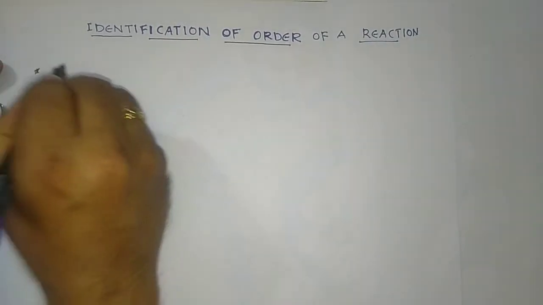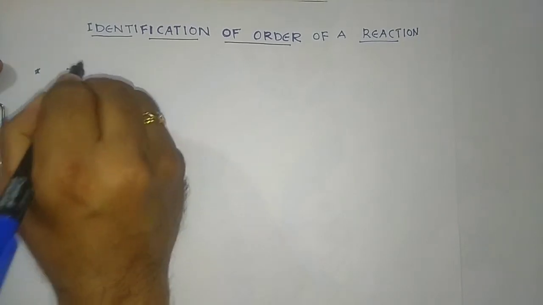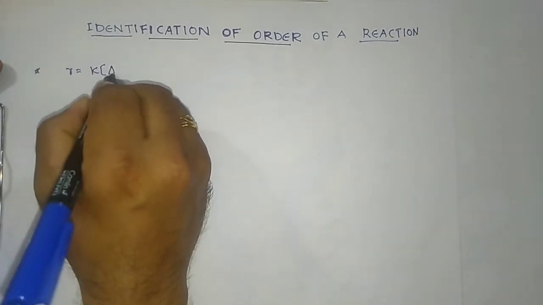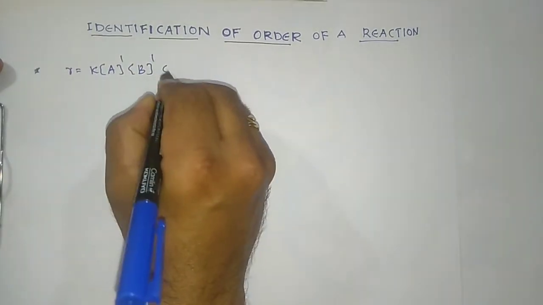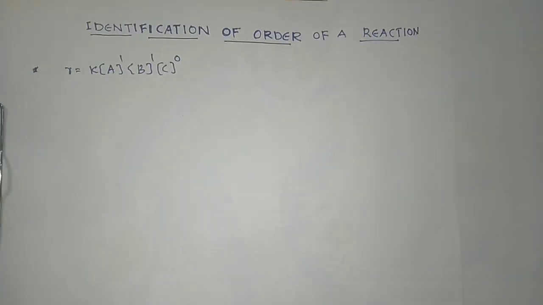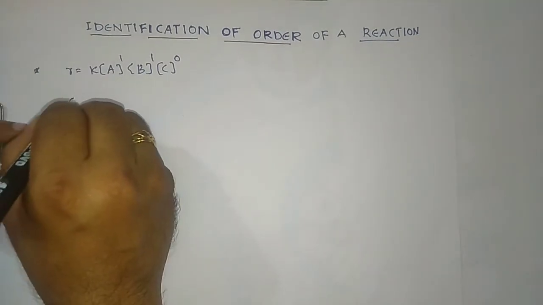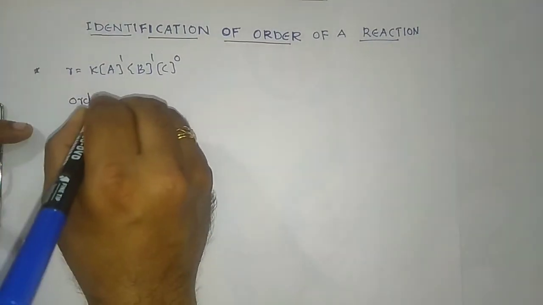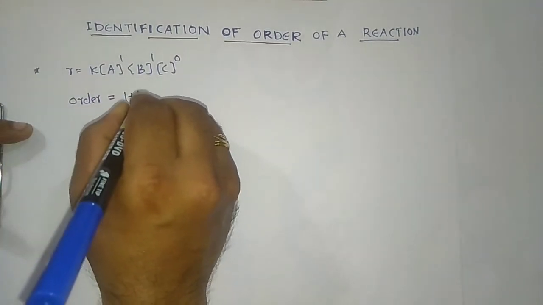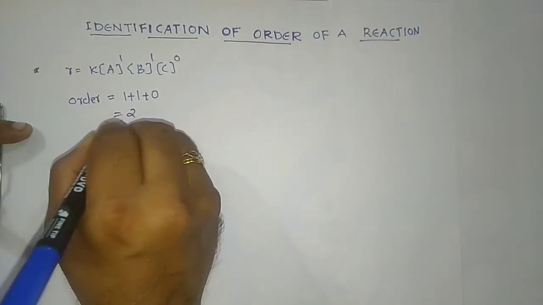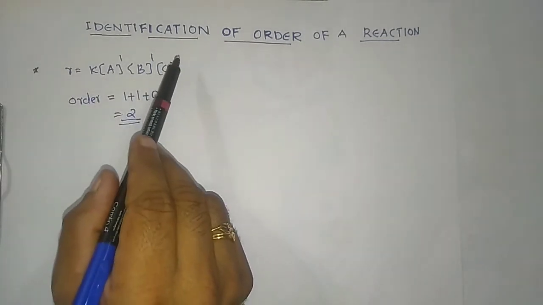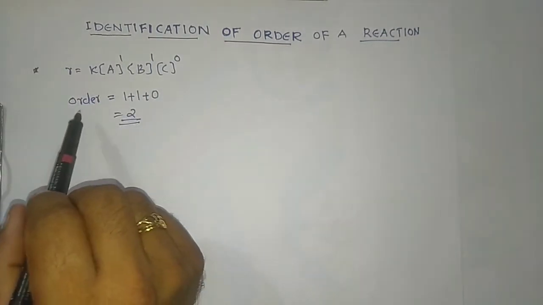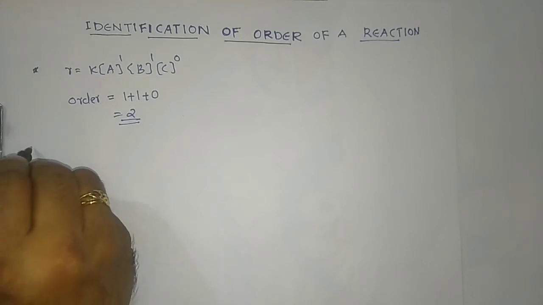First, R is equal to K into concentration of A raised to 1 into B raised to 1 then into C raised to 0. Then what is the order of reaction here? Order is equal to the sum of powers, 1 plus 1 plus 0, that means 2. Clear? This is a simple method, simple answer. Using the rate law expression, the sum of powers is the order. Okay.